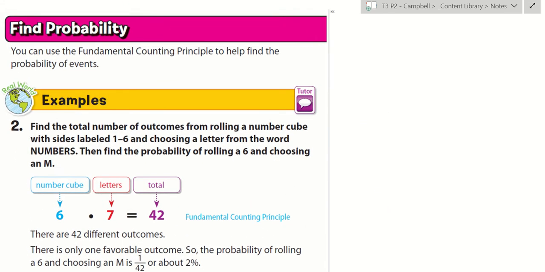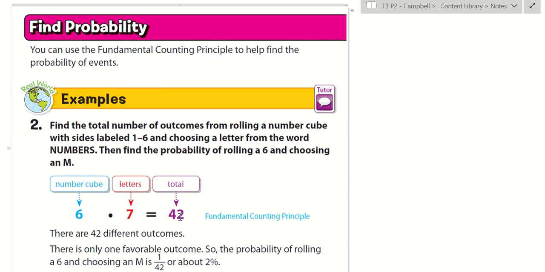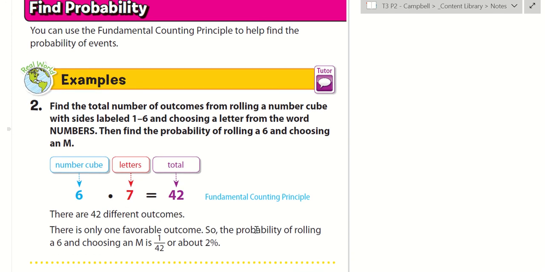Next, we're going to learn how to find probability using that skill. In example 2, they rolled a number cube, which had 6 outcomes, and then they chose between 7 letters, the letters in the word numbers. 6 multiplied by 7 gave them a total of 42 outcomes. They wanted to know the probability of rolling a 6 and selecting the letter M from the word numbers. Well, there's only 1 six and 1 letter M, so that gives us 1 outcome out of 42, which is about 2%.